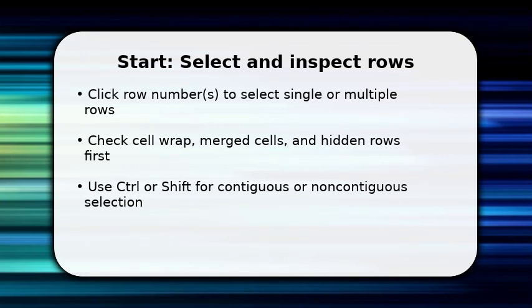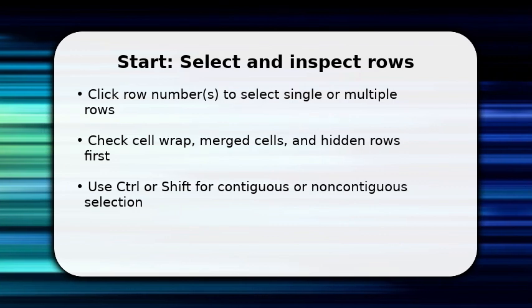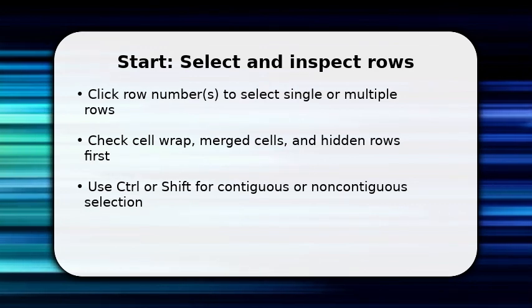You begin by selecting the row or rows you want to resize. Click the row number at left, hold Shift for a range or Control for separate rows. Once selected, inspect for merged cells, wrap text, or hidden rows because those affect height.